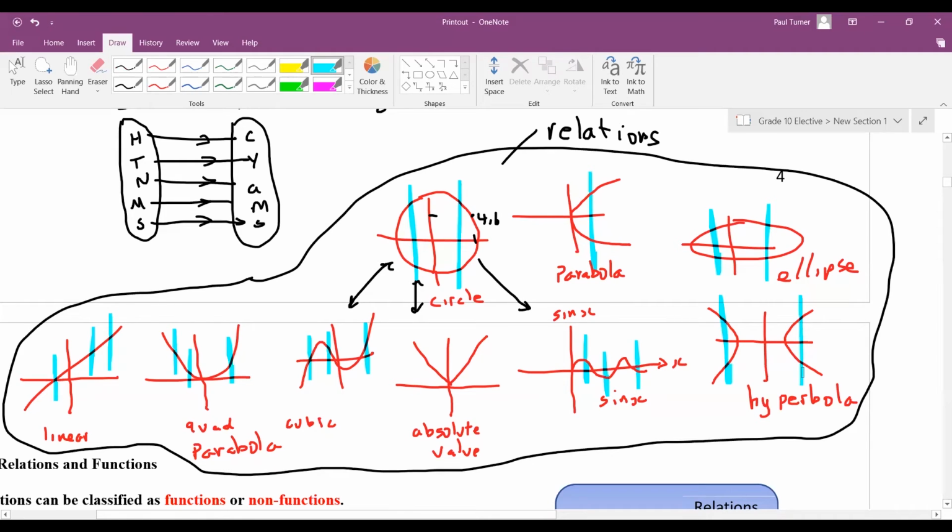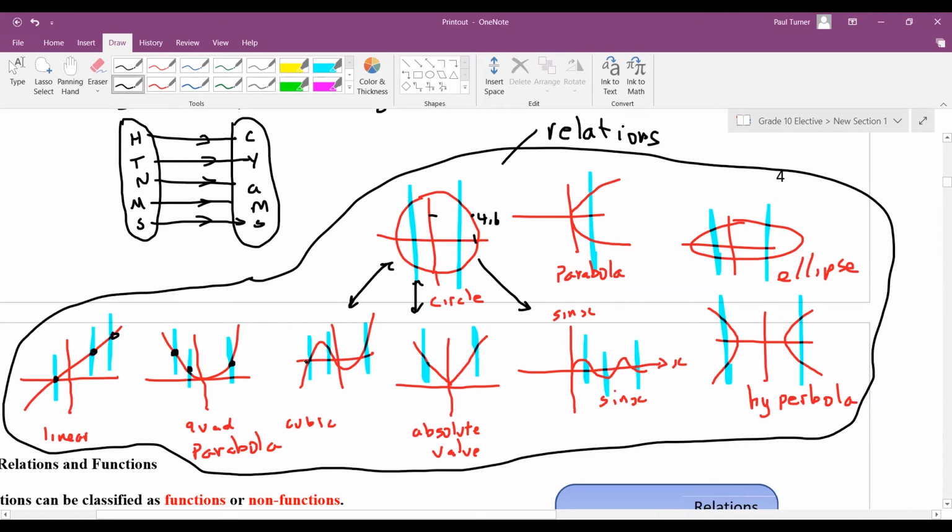Now, does anyone see a difference? Anyone? Can't see it? Or you're quiet or asleep or playing games? Intersections? Yeah, the intersection point is different, right? So if you look at these ones, how many times does it intersect? It's only one, isn't it?